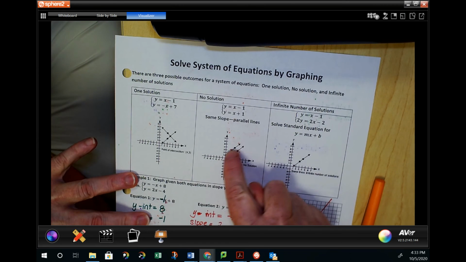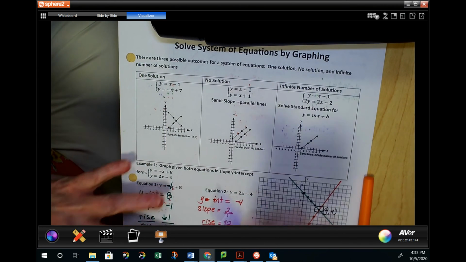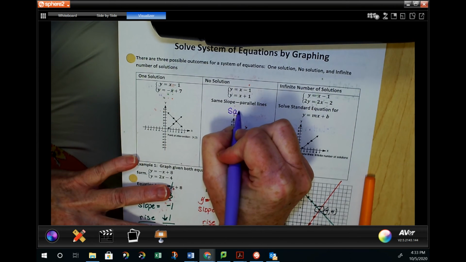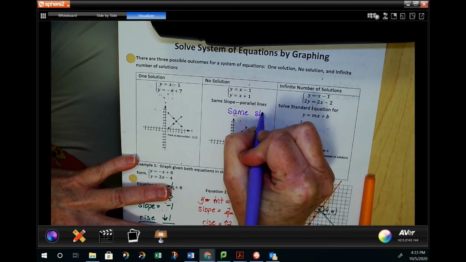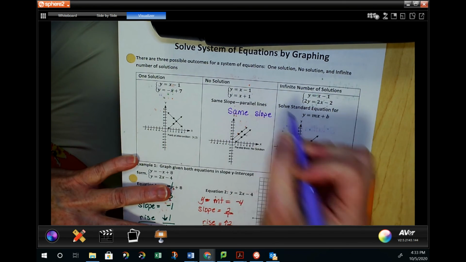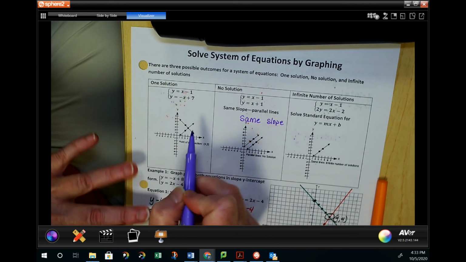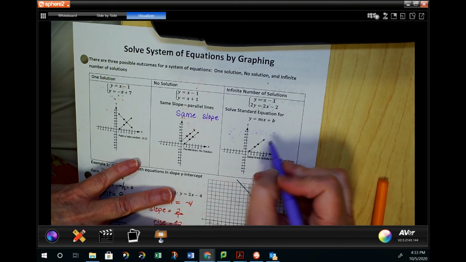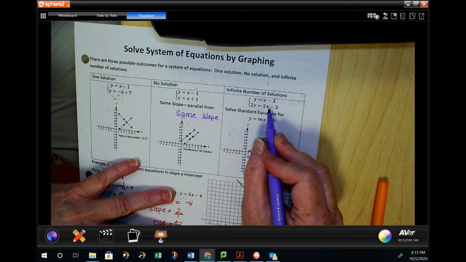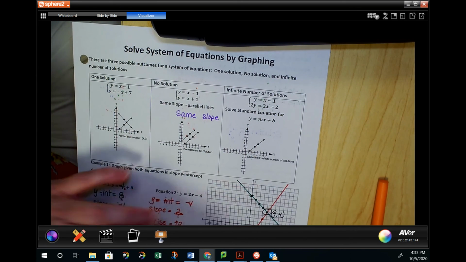Now remember, if lines are parallel, they're going to have the same slope. So don't forget that you're going to have the same slope when they're parallel. If they're perpendicular, one solution, this just means that they're going to intersect. This one is the same exact line. So you just solve this on that one.